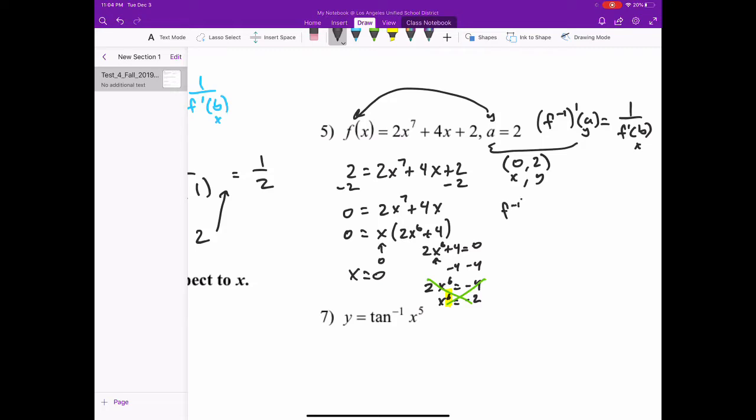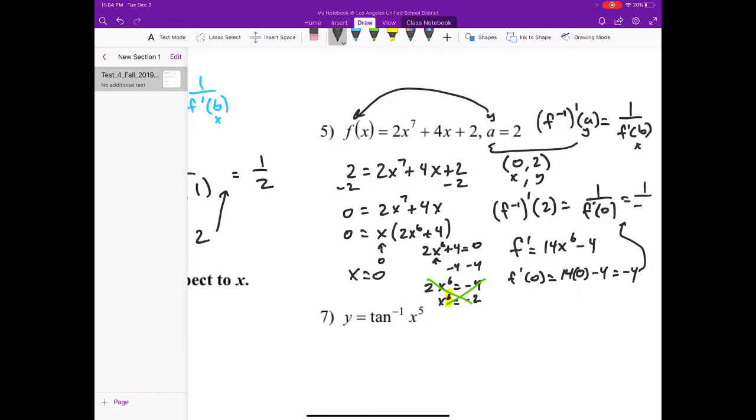F inverse, the derivative of that at 2 is equal to 1 over f prime, so f prime at 0, but that's an x value. Let's go ahead and take the derivative. We're looking for f prime. F prime is equal to 14x to the 6 minus 4. F prime at 0 is equal to, we're going to plug in the 0. 14 times 0 minus 4 is just negative 4. Let's plug it back in. And that's 1 over negative 4. That's the answer, right there.